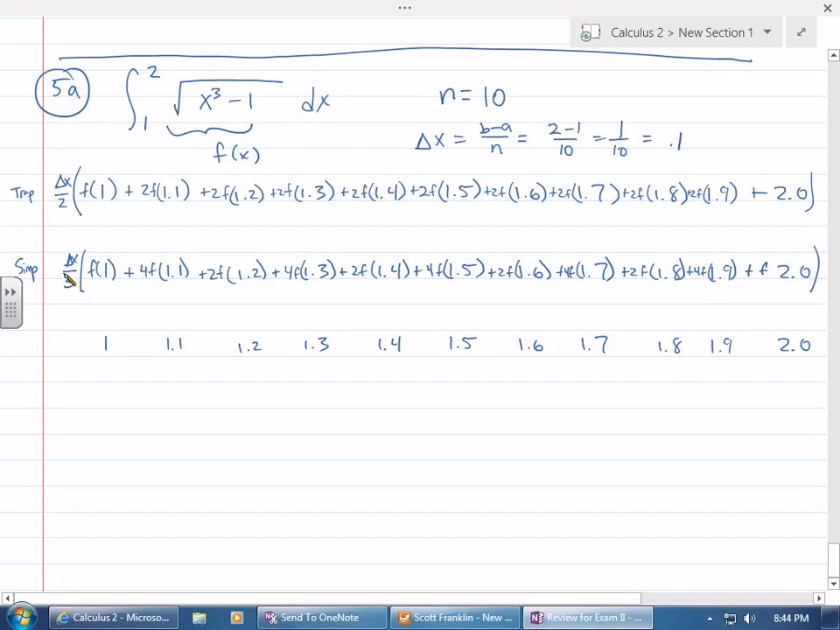And again, delta x is 0.1, so you're going to put a 0.1 over 3 out front. And then plug in 1.1, multiply it by 4. But when I say plug it in, I mean plug it into this.